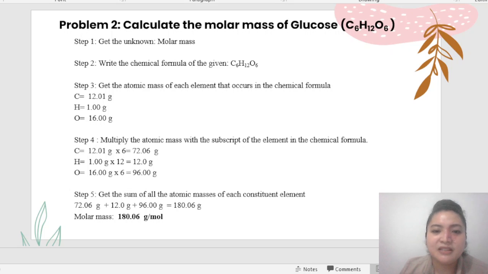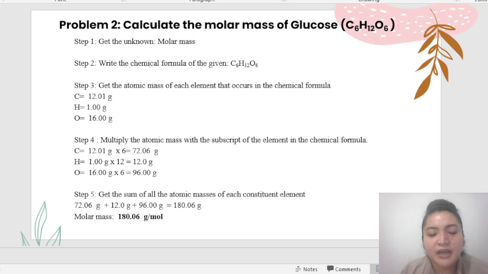The next problem is that we are going to calculate the molar mass of glucose. The chemical formula for glucose is C6H12O6. Therefore, the first step, get the unknown. This is your molar mass. Followed by the second step, and this is the chemical formula for glucose, so you have C6H12O6.